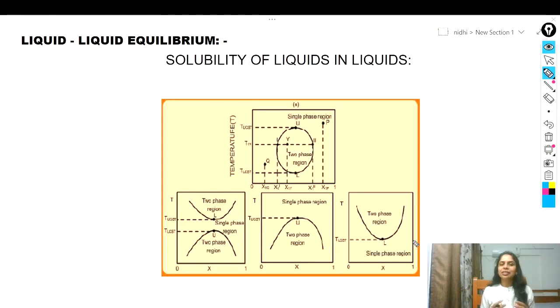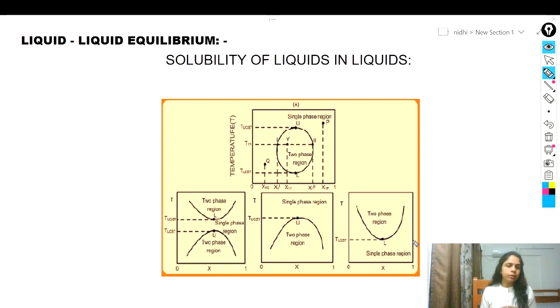Hello everyone. In today's video, I'm going to talk about the solubility of liquids in liquids, which is part of liquid-liquid equilibrium. Here you can see four diagrams, which basically show the solubility of liquids in liquids, and I'm going to explain these diagrams.